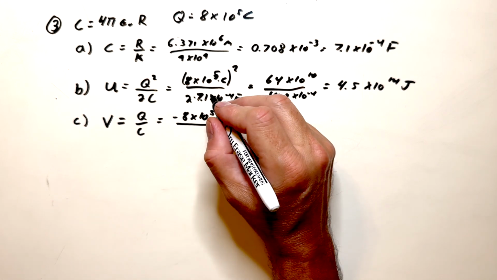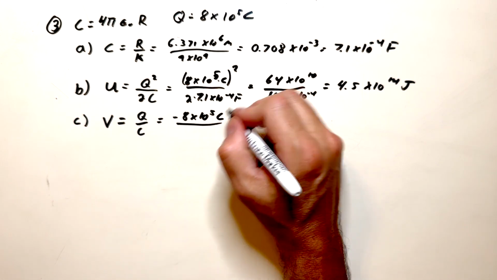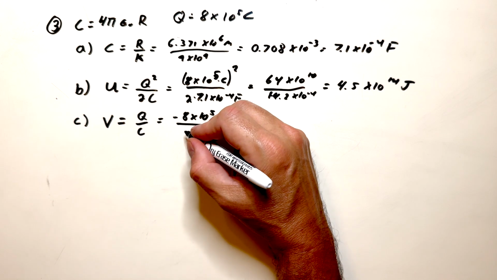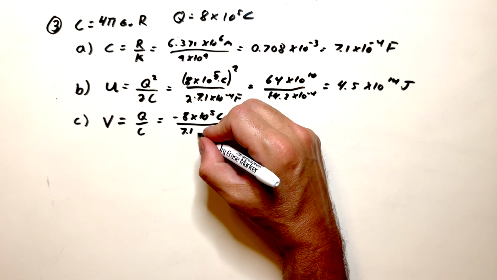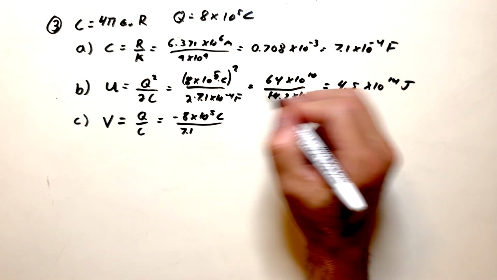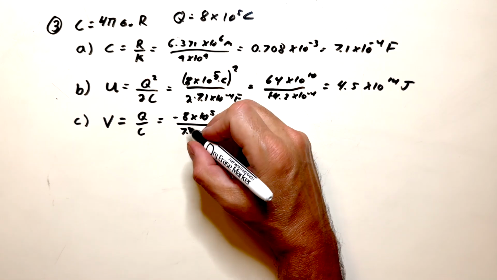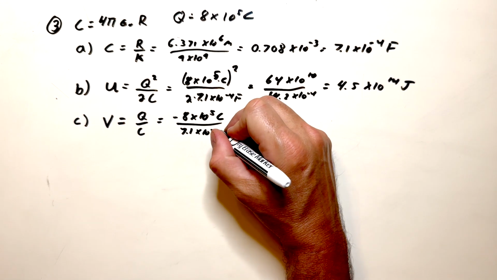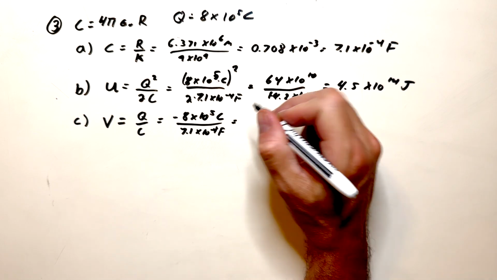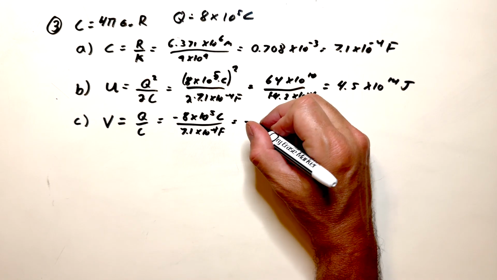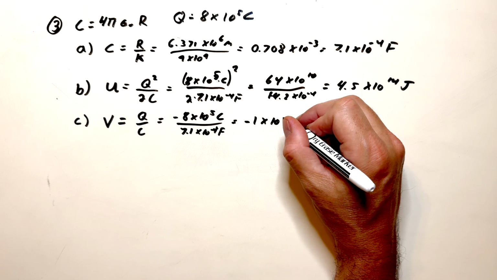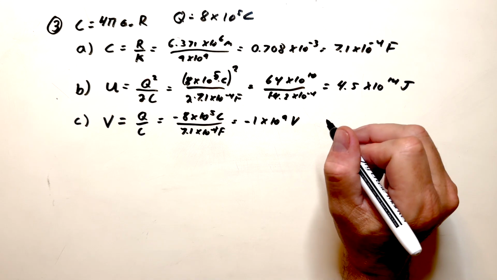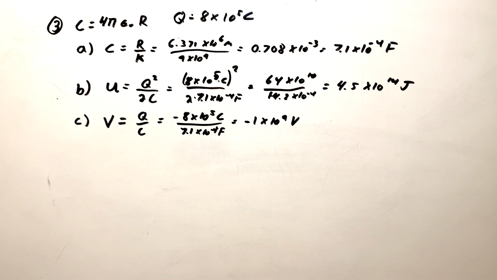That's what lightning does. About 100 strikes per second deposits all of this charge on the surface of the Earth throughout the course of a day. Of course, it varies a little bit from time to time, but divide by the capacitance that we found earlier, 7.1 times 10 to the minus 4 farads, and that gives us minus 1 times 10 to the 9 volts. So it's about a billion volts.